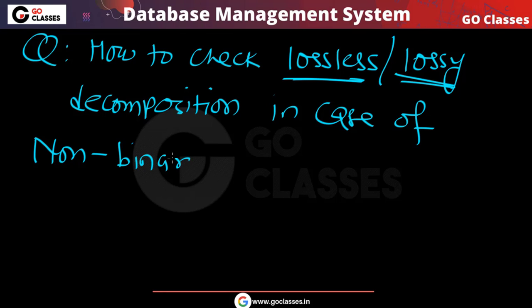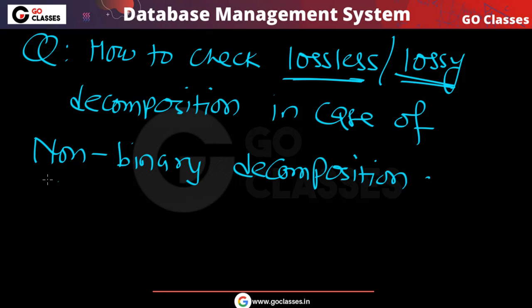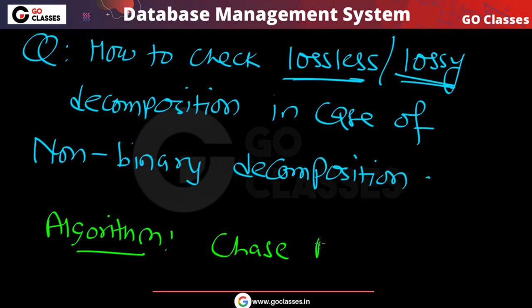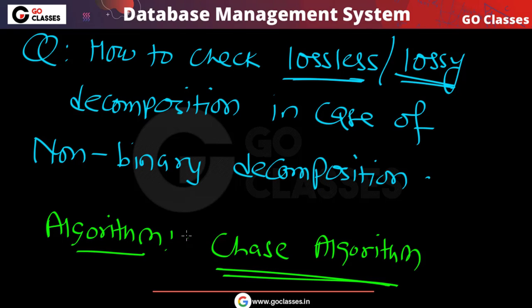This we will see in the next class, and this is very important because, let me tell you, many students have a misconception in this topic. There is an algorithm. In the next class we will see a correct method, which is called the Chase algorithm, given by the mathematician Chase. This algorithm will help us in finding out whether a non-binary decomposition is lossless or lossy.